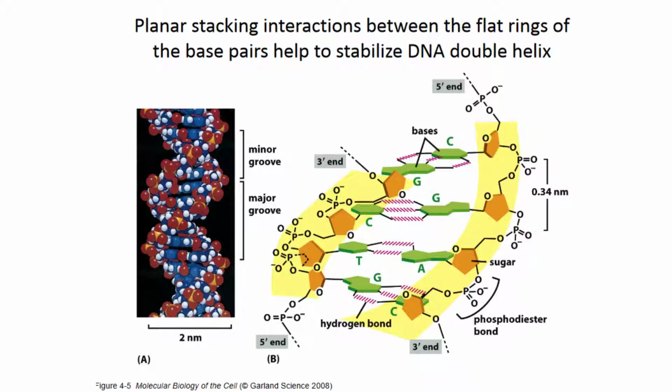So the planar stacking is what helps stabilize the double helix. There are some numbers showing how tightly these molecules are packed together.